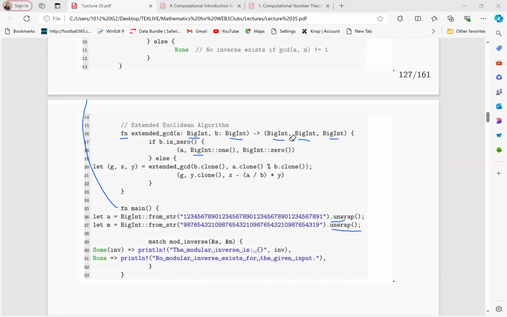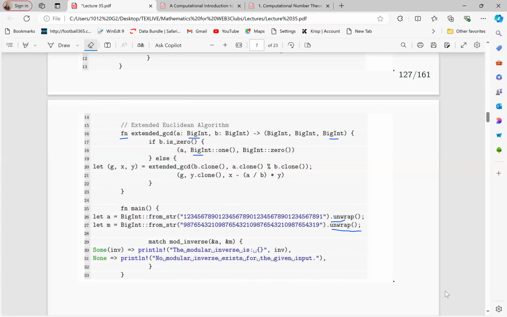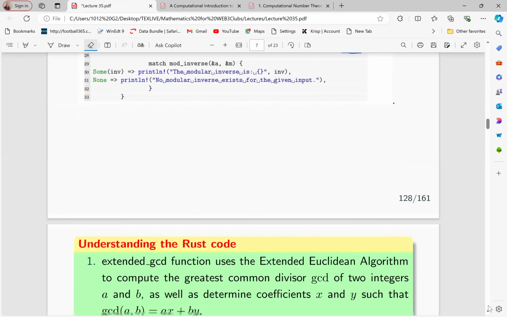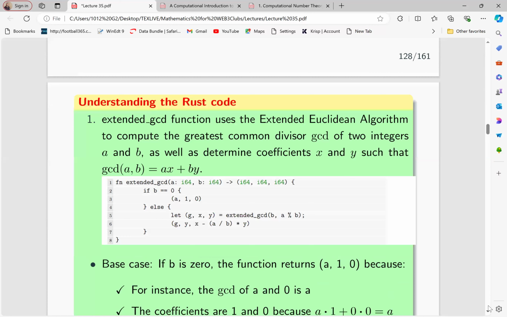Okay, so let me now just explain how the code works to calculate the inverse. Of course, just the same thing we talked about. Now, I'll begin with the extended GCD function. Of course, the main function does not have much. The main function only has a point where we input the values A and M, a point where it calls the modular inverse function, and a point where it prints the results. So let's begin with the extended Euclidean function, the extended GCD function.